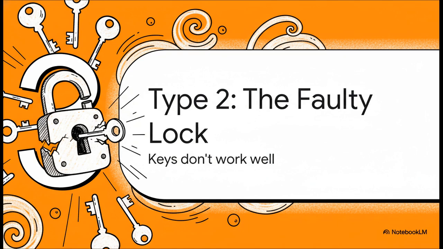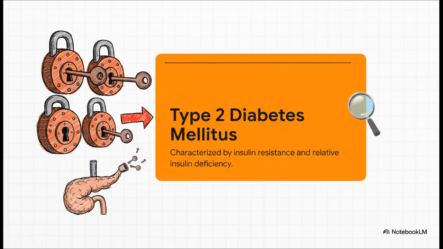Okay, now let's switch gears and look at the most common form, type 2. Now, if type 1 is a missing key problem, you can think of type 2 as a faulty lock problem. In this case, the body is still making plenty of keys, but something's gone wrong with the locks on the cell doors. The clinical definition here gives us two really important clues: insulin resistance and relative insulin deficiency. Let's just focus on resistance for a second. That's our faulty lock. It means the locks on the cells have gotten kind of rusty or jammed up. They're resisting the key, even when it's right there trying to open the door.